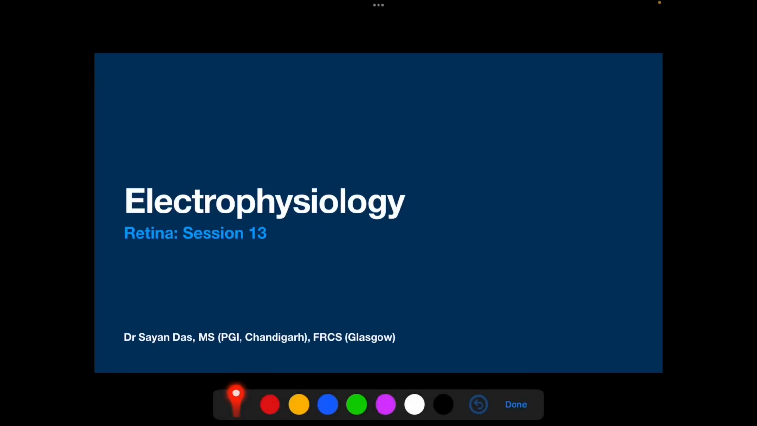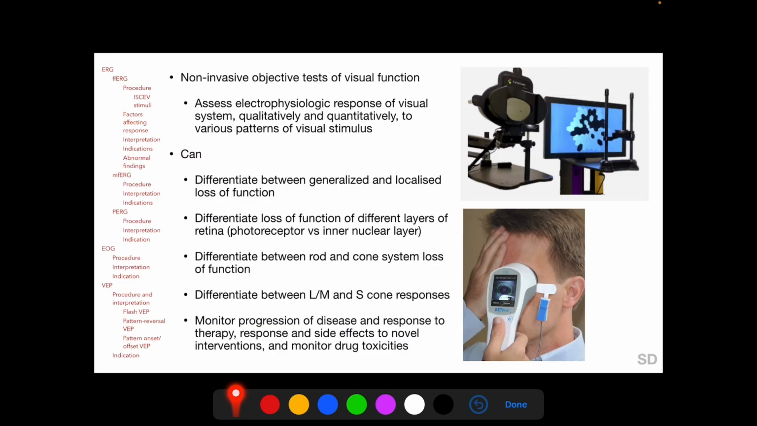Welcome. In this session, we'll take up a complex and extensive topic, electrophysiology, including electroretinography and visual evoked potential with their various subtypes, and electro-oculography. Electrophysiological tests are non-invasive objective tests of visual function.